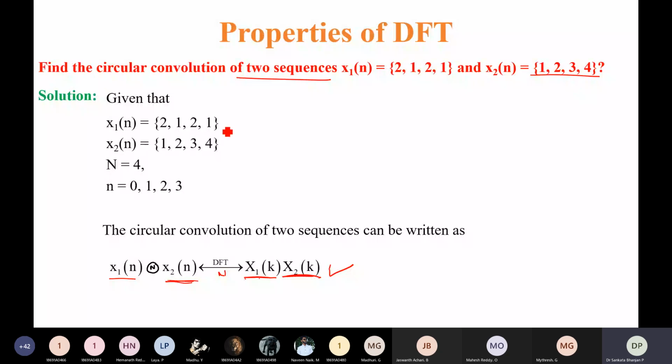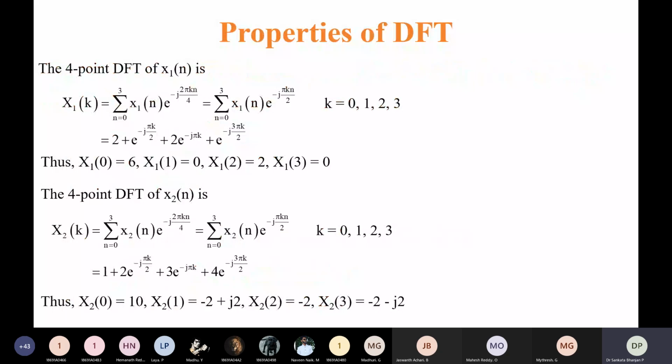First you have to write the given data in the question: x1 of n equal to 2, 1, 2, 1, x2 of n equal to 1, 2, 3, 4, and capital N equal to 4. The value of small n is 0 to N minus 1, that is 4 minus 1 equals 3, so n is 0, 1, 2, 3. Listen carefully. First you have to find X1 of k. Because N is 4, you have to calculate the 4-point DFT.